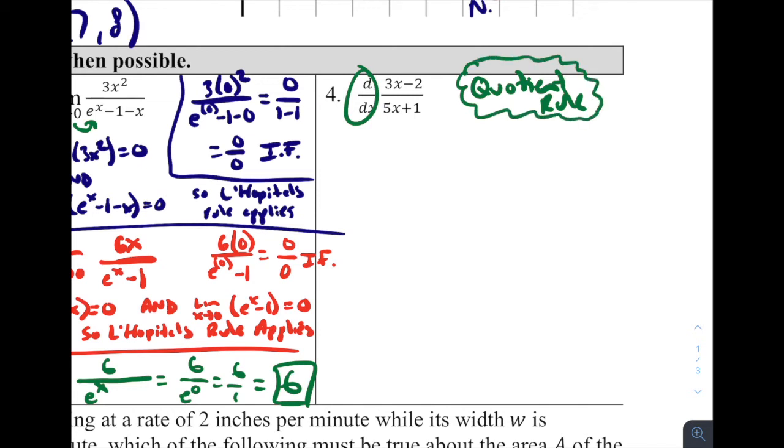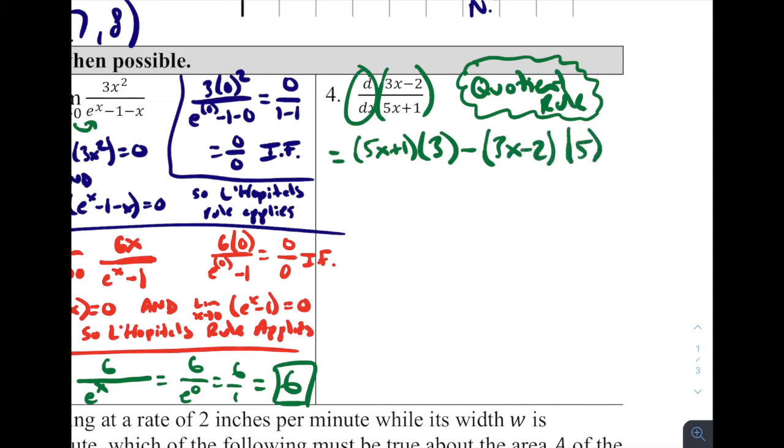They're different, and we need to make sure that we know both rules separately for this. So what is this derivative equal to? If we take the derivative of that, it is going to be low, so 5x plus 1, times d high, the derivative of 3x minus 2, which is 3, minus high, 3x minus 2, times d low, the derivative of the denominator, which is 5, all over low squared, so (5x plus 1) quantity squared.